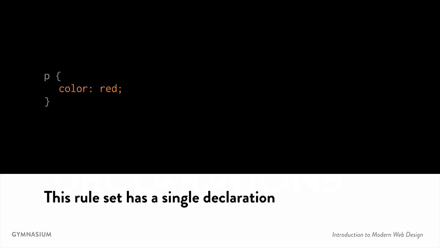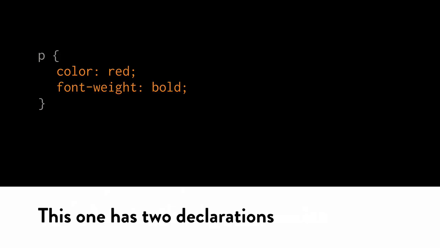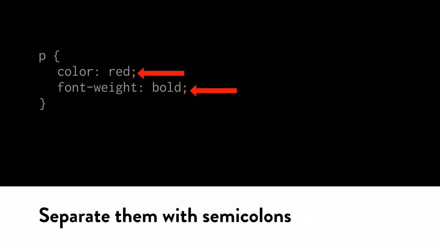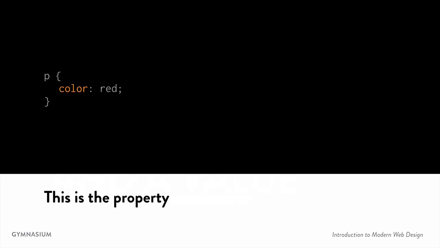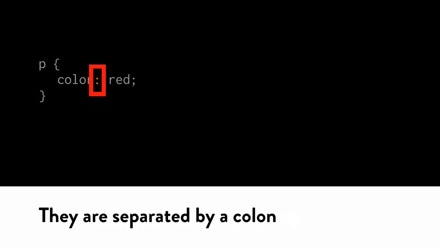This rule set example has only a single declaration, color red. This one has 2, color red and font weight bold. Again, it's important to note the punctuation here. Semicolons are used to separate each declaration. Now, each individual declaration within the declaration has 2 parts itself, a property and a value. Here you see the property color, highlighted in orange, and here you see the value being assigned to that property, red. The property and value of a declaration are always separated by a colon.